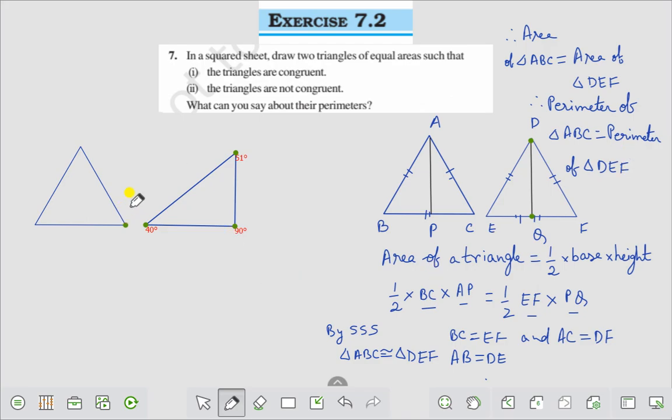Right? In the second case, what you have to take is the areas as same, but the triangles are not congruent. Let us take the names. It is PQR and STU. Here we have taken QR equal to TU. You have taken the base of the triangle as QR, which is same as TU.